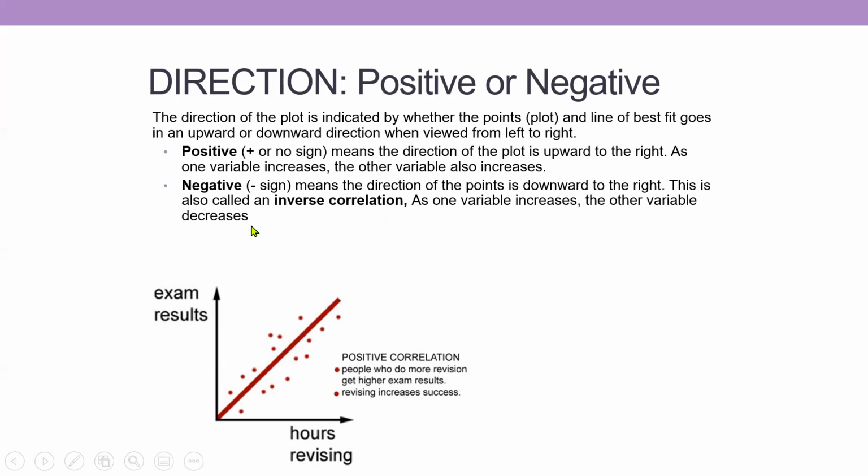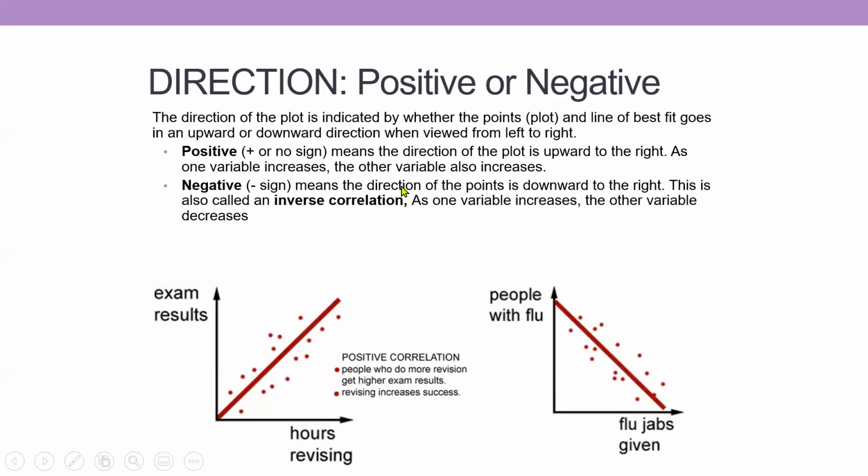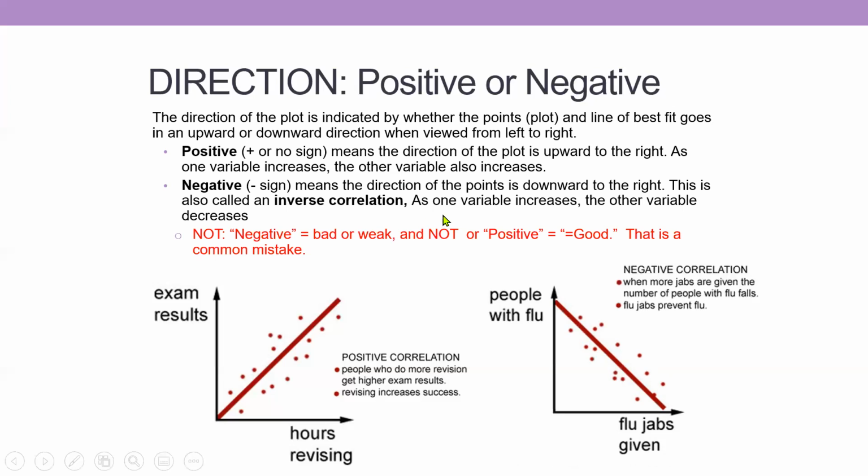A negative is indicated by a negative sign. It means the direction of the points is downward. We could also call it inverse, and these two variables don't get along. As one increases, the other decreases. And that's what it might look like. More flu shots is fewer people with the flu. And don't make the mistake again of thinking negative is bad or weak and positive is good. That's a common mistake, but it's not accurate. Positive just means those two variables go together.